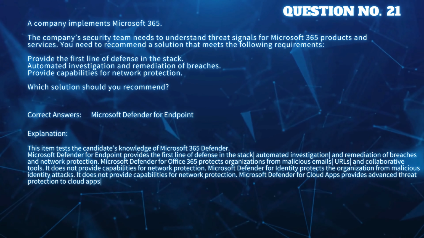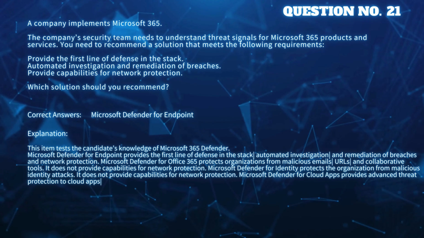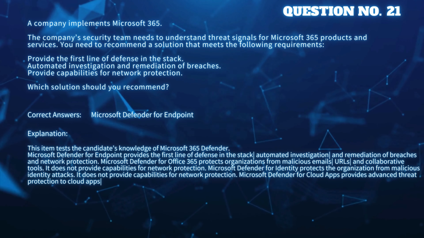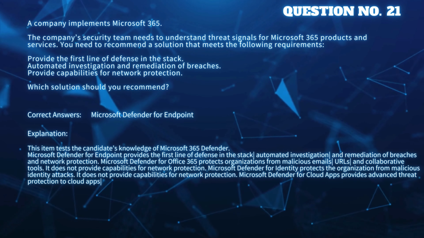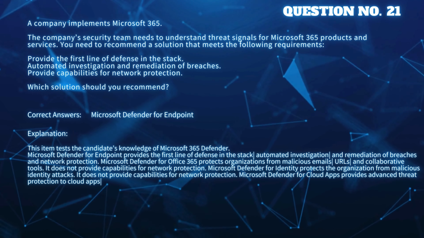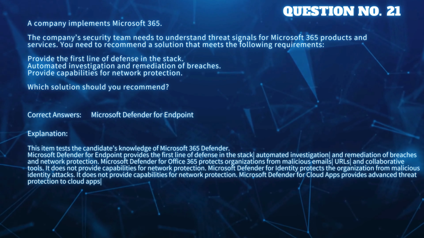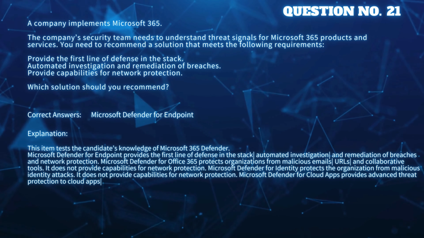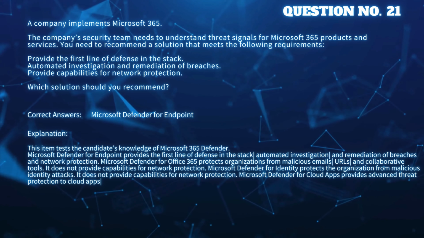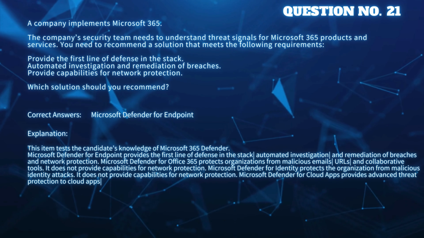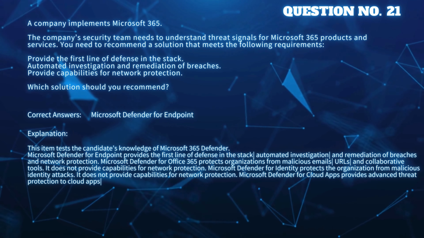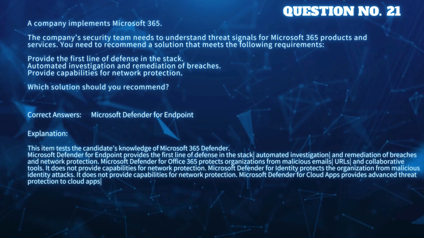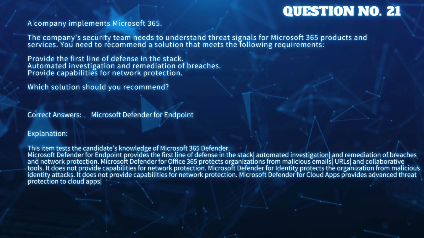Microsoft Defender for Endpoint provides the first line of defense in the stack, automated investigation and remediation of breaches, and network protection. Microsoft Defender for Office 365 protects organizations from malicious emails, URLs, and collaborative tools. It does not provide capabilities for network protection. Microsoft Defender for Identity protects the organization from malicious identity attacks. It does not provide capabilities for network protection. Microsoft Defender for Cloud Apps provides advanced threat protection to cloud apps.